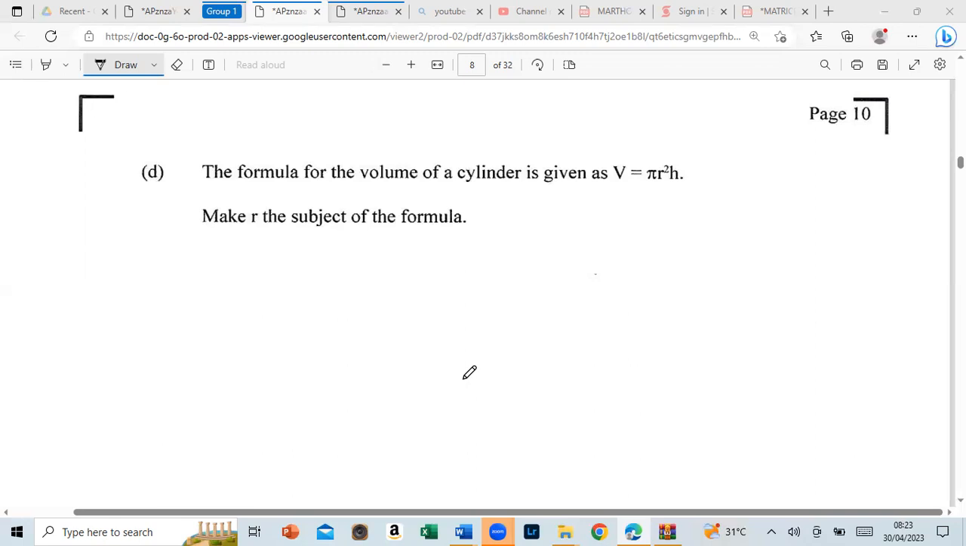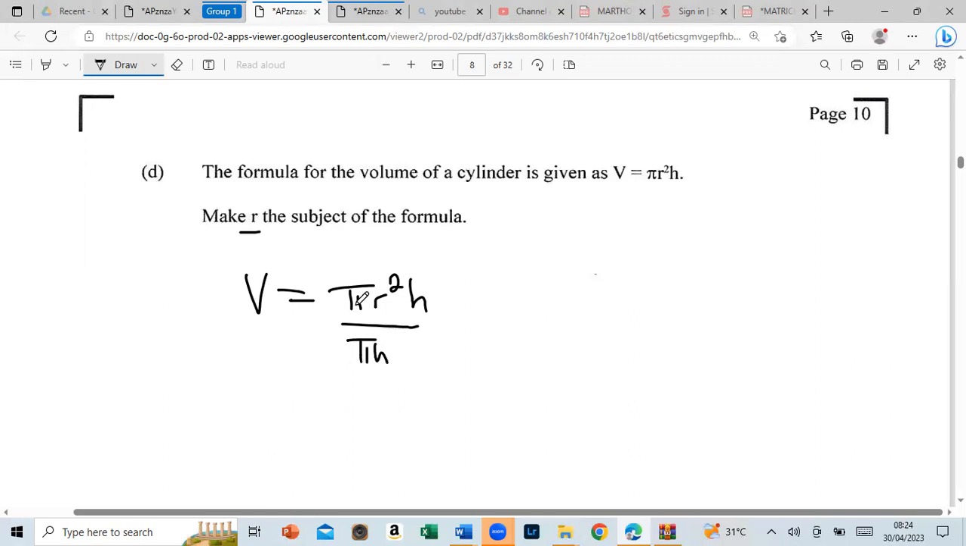All right. So it says make R the subject. So R would represent the radius technically. So if you are given the volume and the height, you can always find the radius, right? So let's go. I want to get r by itself. Pi is being multiplied, also h. So I'm going to be dividing by pi h, because if you do that, you get r squared by itself right away.